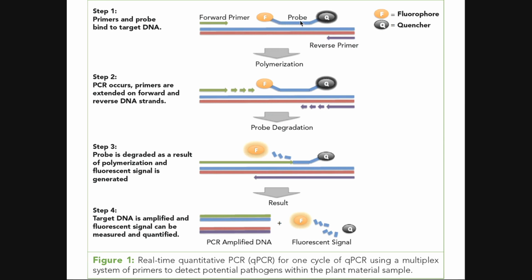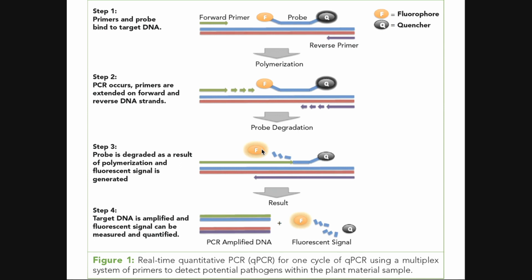And as long as this probe is intact in this form, this fluorophore will not fluoresce and it will do nothing basically. But as soon as we start the amplification, we're going to start amplifying the DNA. We're copying it on both sides. And when the amplification process gets to this probe, it basically splits off the fluorophore. And now the fluorophore is no longer connected with the quencher.